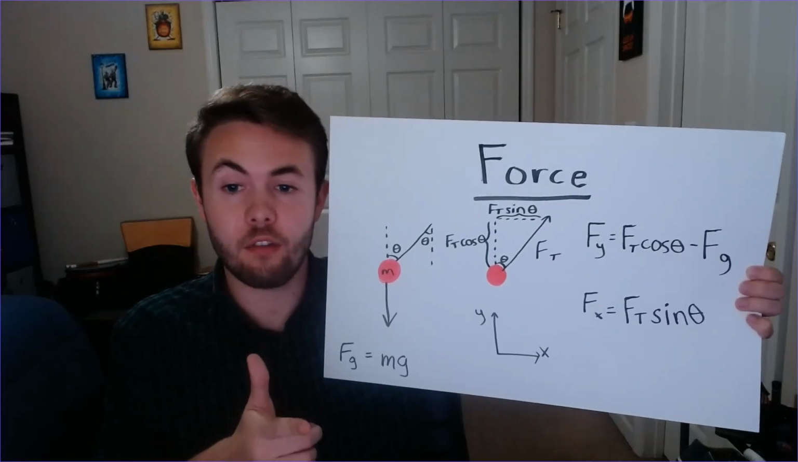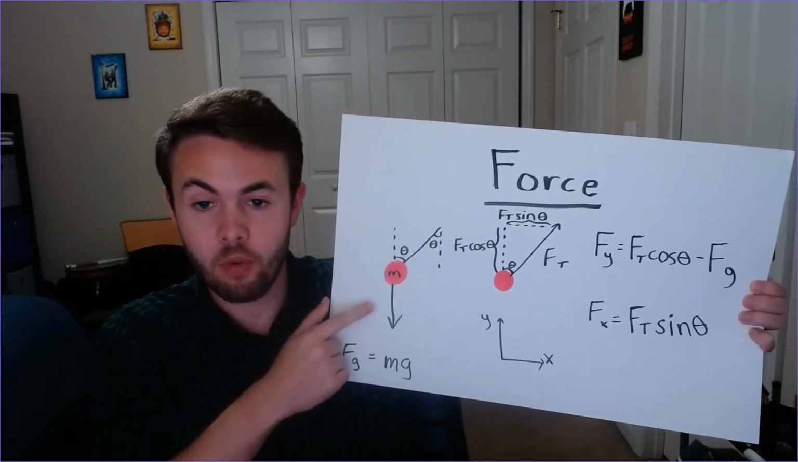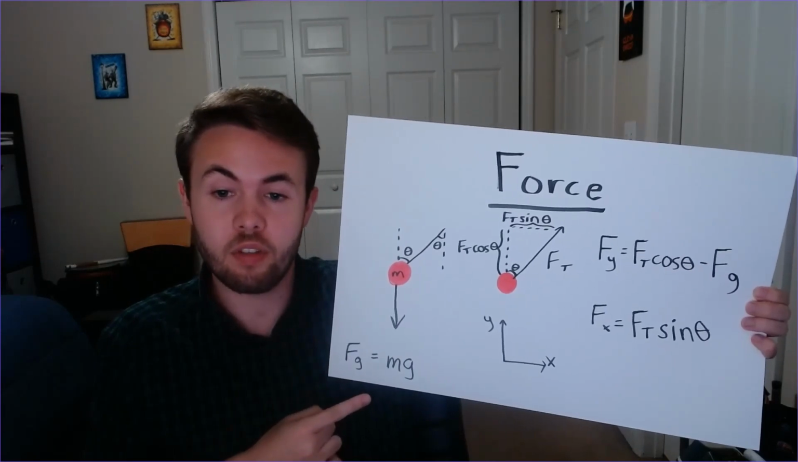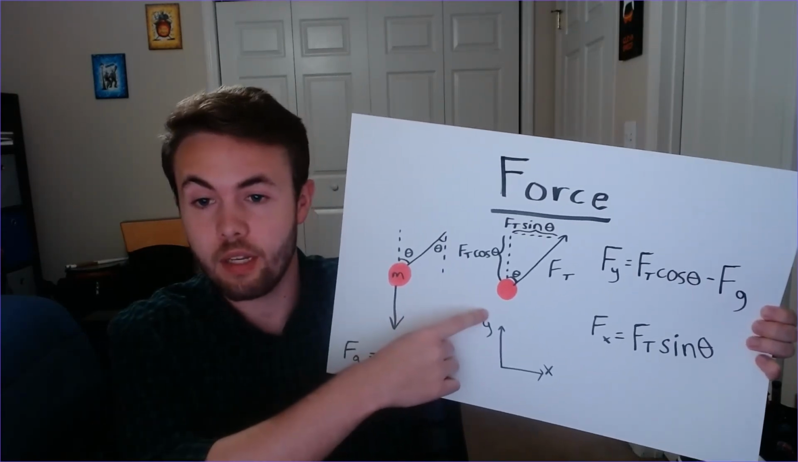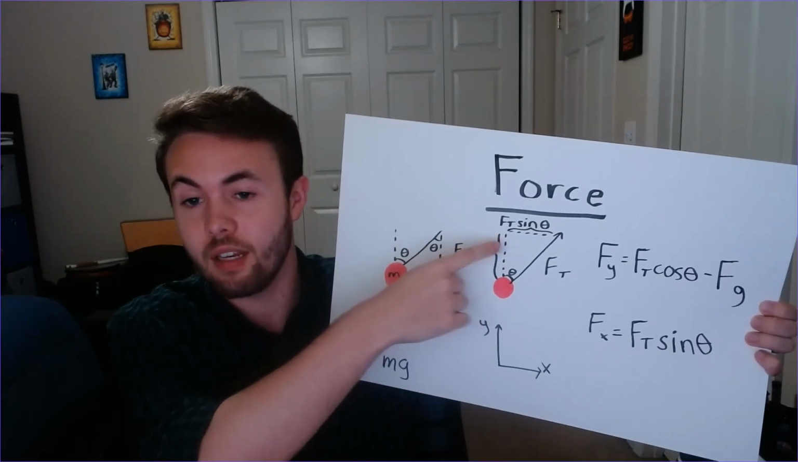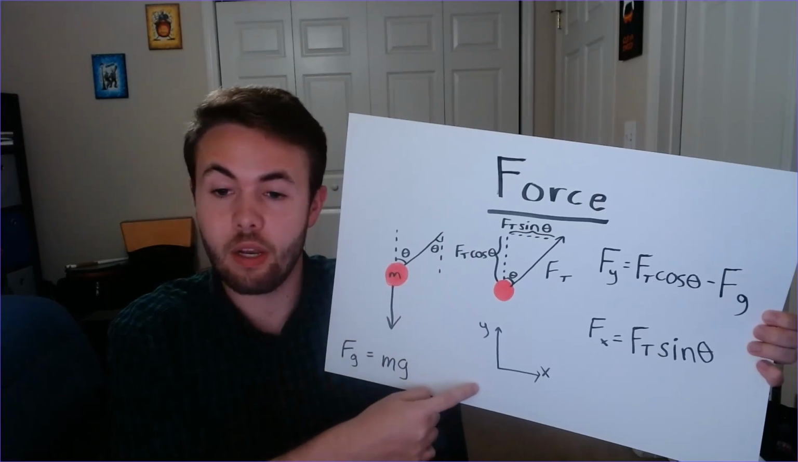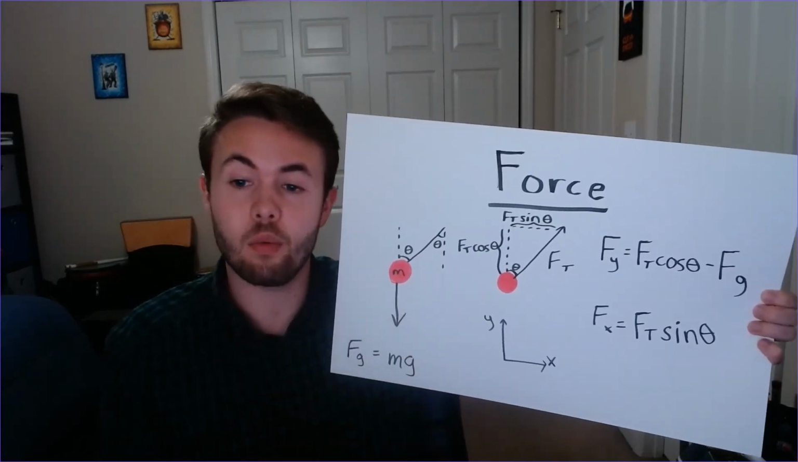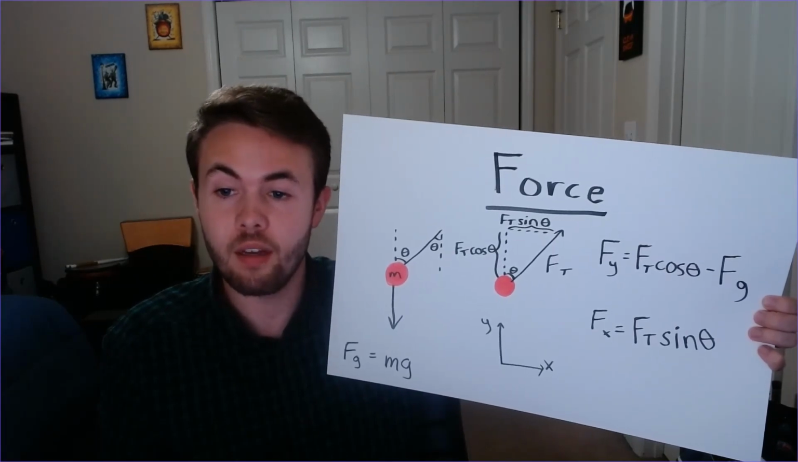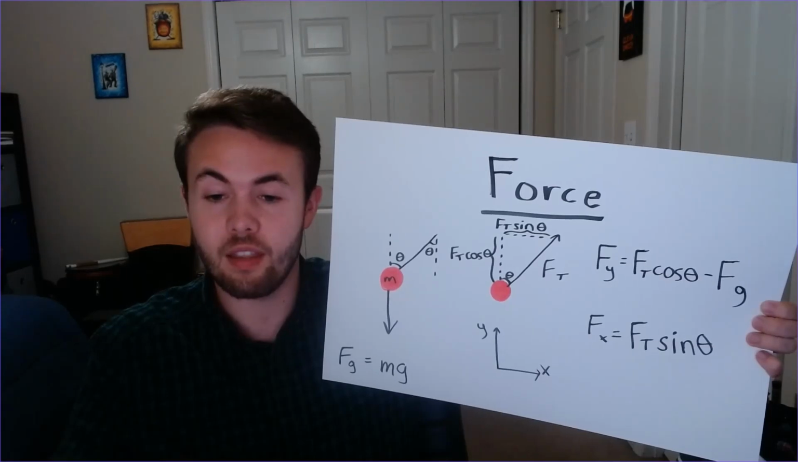Now we can look at the forces acting upon the pendulum. As you see here, the force downward is gravity, which is equal to mg. And then if you look at the force of tension, we can break it into force of tension sine theta and force of tension cosine theta. And then using the x and y coordinates shown here, we can state that F_y is equal to F_T cosine theta minus F_g, and F_x is equal to F_T sine theta.